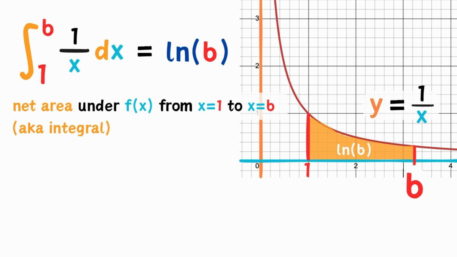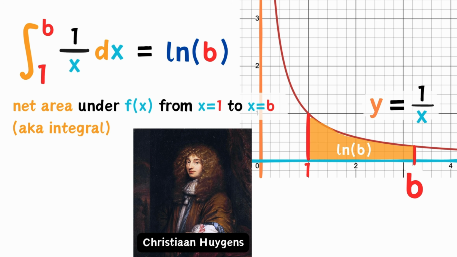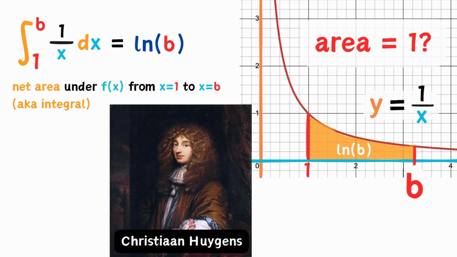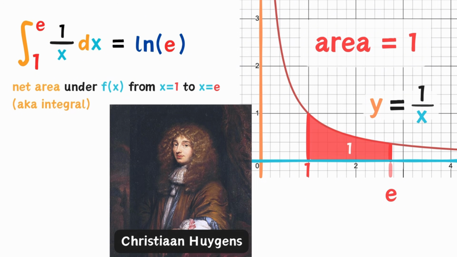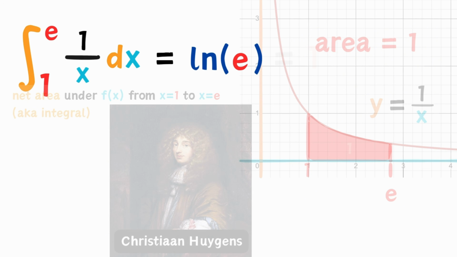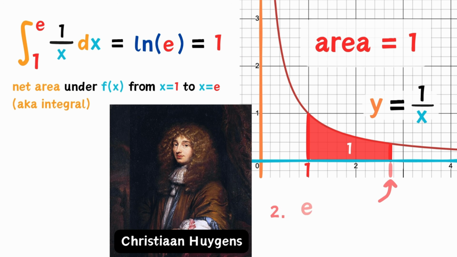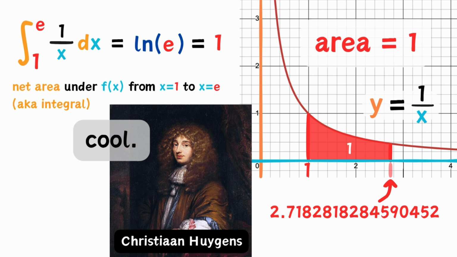Another mathematician, Christian Huygens, was studying this same curve. Huygens had a very interesting question. What number does b have to be for the area under the curve to equal 1? We know this point as e. The natural logarithm of the exponential constant is 1. Huygens calculated the exponential constant to a whole 17 decimal places, but he thought what he calculated was just another cool number that wasn't very useful.